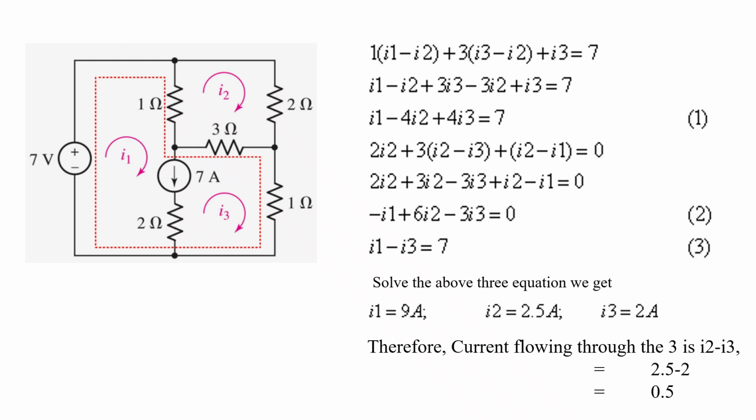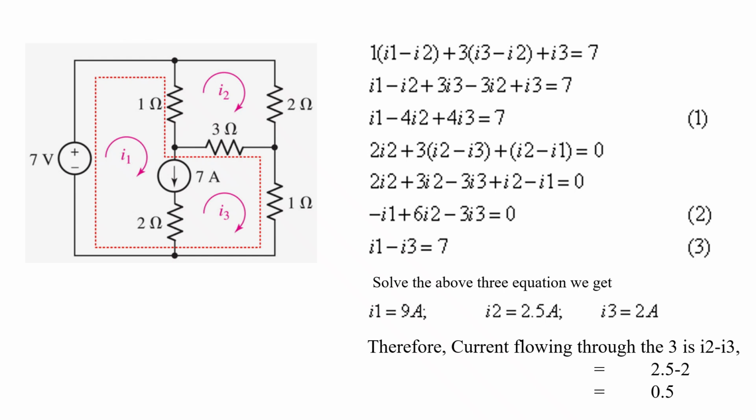As per the KVL, the voltage rise equals the voltage drop in the loop. So 7 volt is equal to I times the 1 ohm resistance. The 1 ohm resistance is the first one. The current flowing through the 1 ohm is I1 and I2, and since they are in opposite directions, it is I1 minus I2. Then you can see the direction of the current now, because we are virtually eliminating that 7 amp source and 2 ohms, so that is not present here.